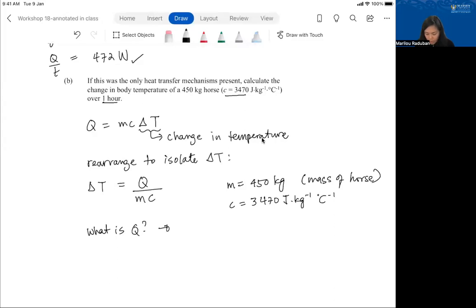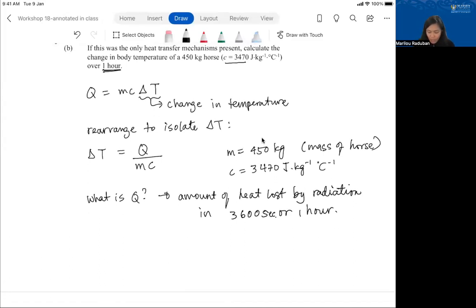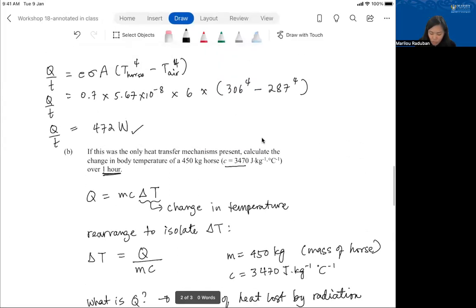So Q is the amount of heat lost by radiation in 3,600 seconds or 1 hour. Right. So the problem says the horse loses heat over a period of 1 hour, and we want to figure out the change in body temperature because of the heat loss during that 1 hour. So for us to find delta T, we have to figure out the amount of heat lost by radiation in 1 hour.